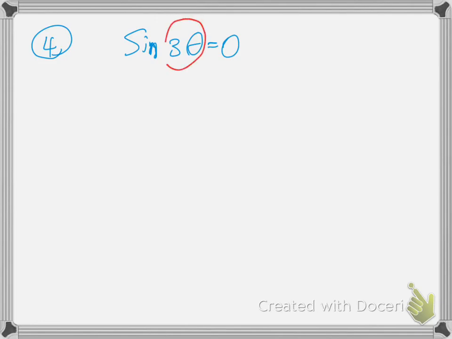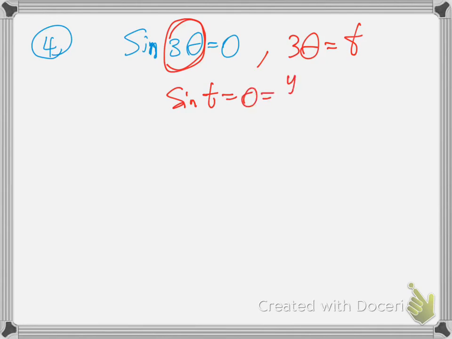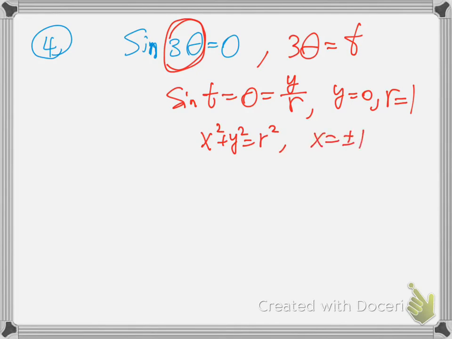So again, there is a triple angle inside the trig function. So first we change this to a new angle t. So we got sine t is 0. So sine is y over r. So y is 0, r is 1. Okay, so now what's x? X squared plus y squared is r squared. So we got x is positive or negative 1. Okay, so we have two solutions again.